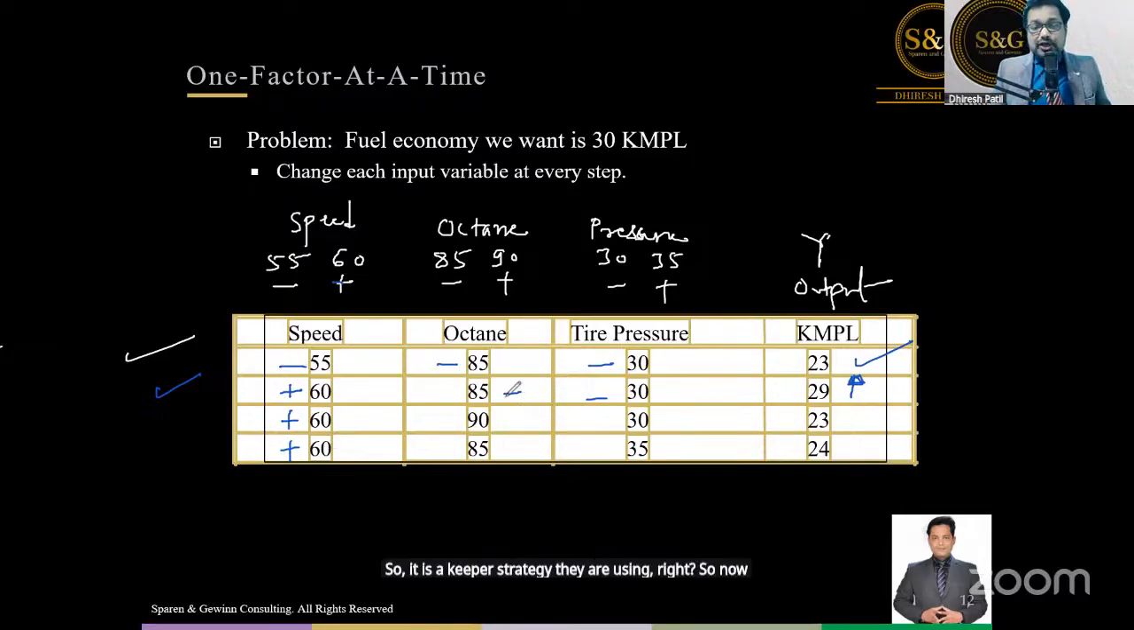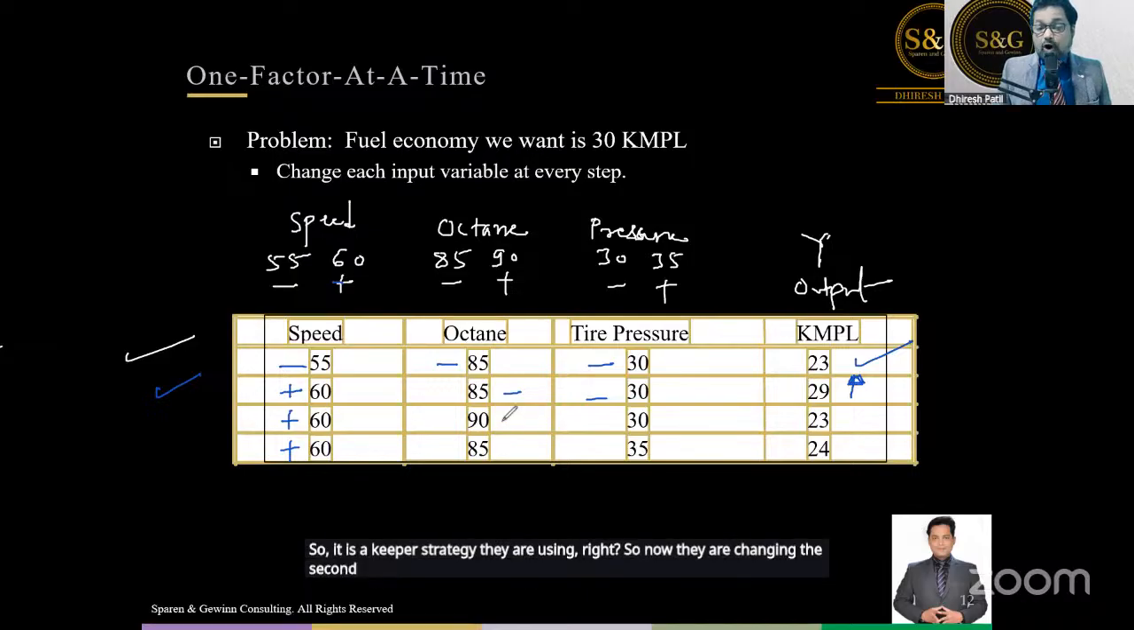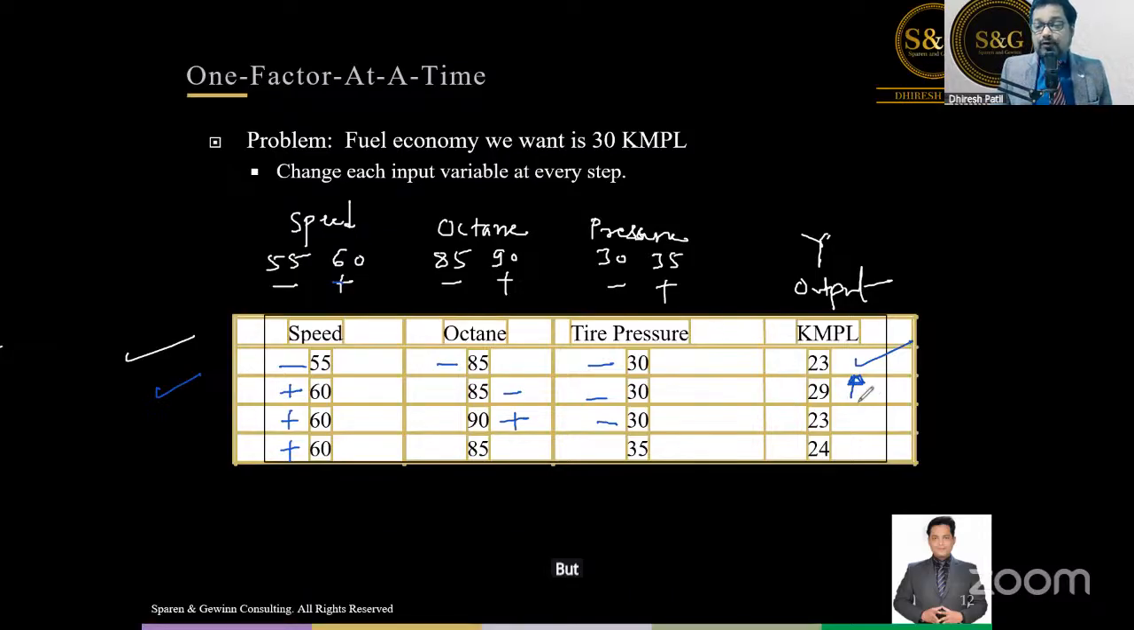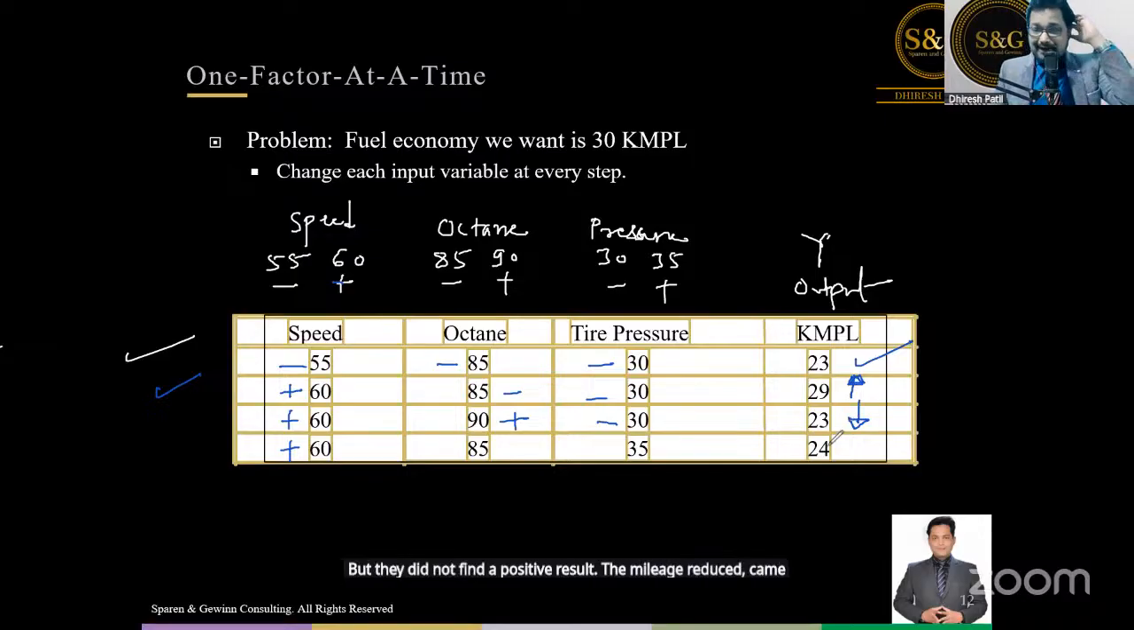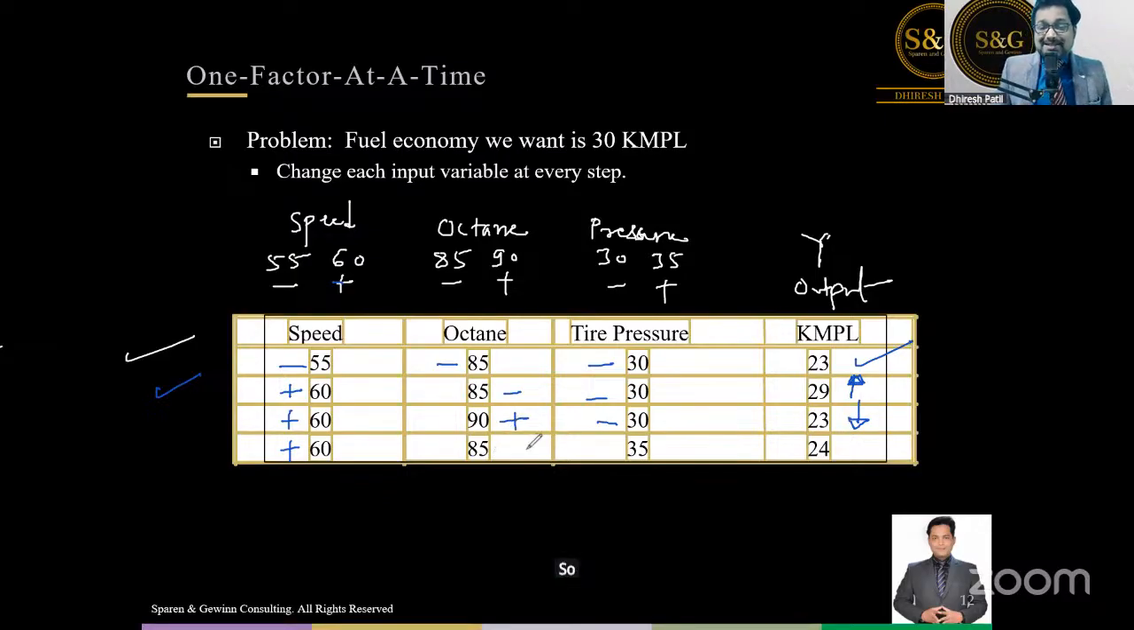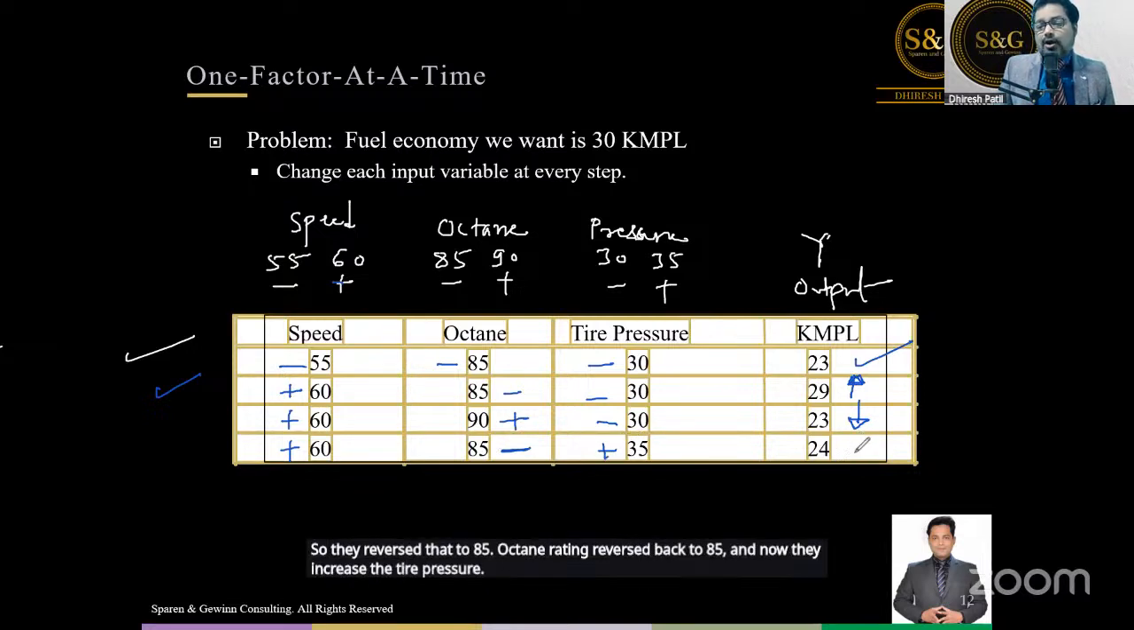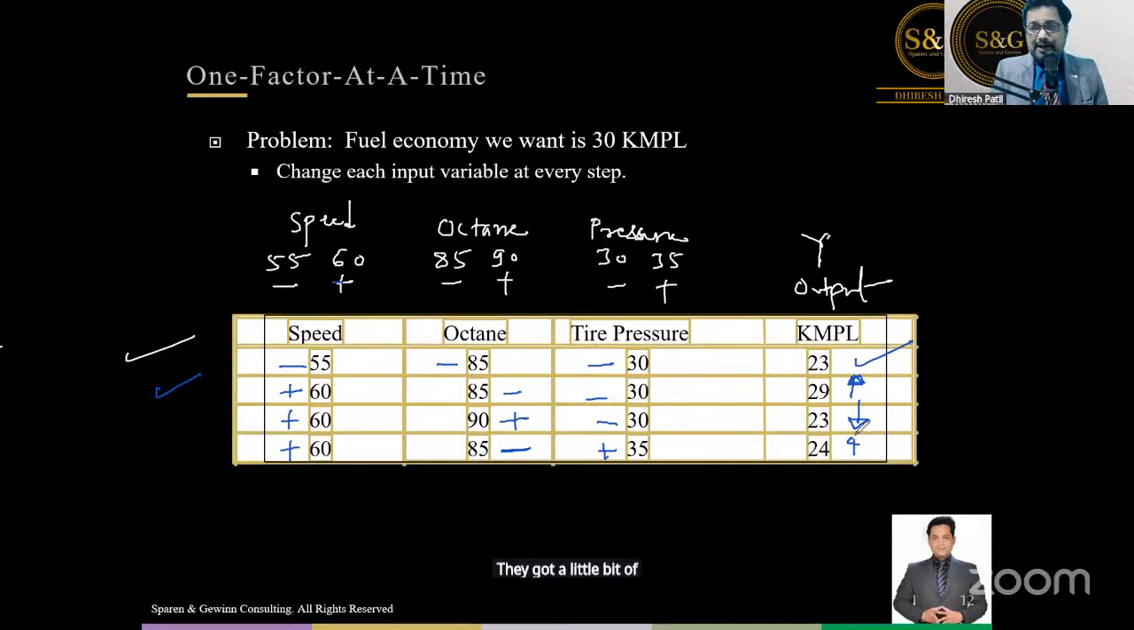Now they are changing the second factor, octane, to 90. Tire pressure is again kept at 30 only, but they did not find a positive result. The mileage reduced and came down to 23 again. So they reversed that, and the octane rating went back to 85. Now they increased the tire pressure and got a little bit of result, from 20 to 24.